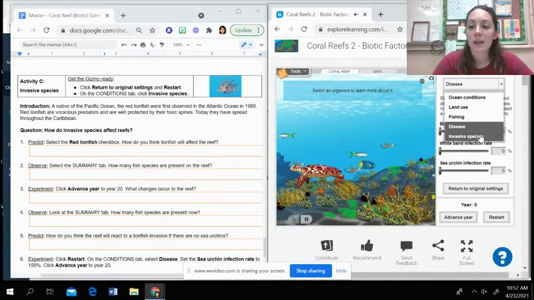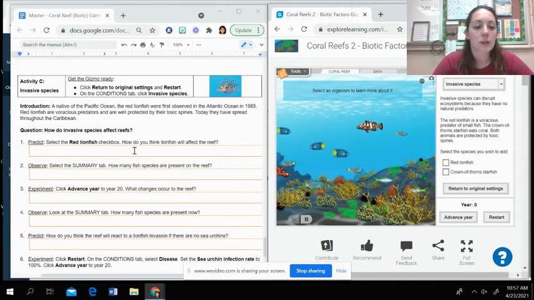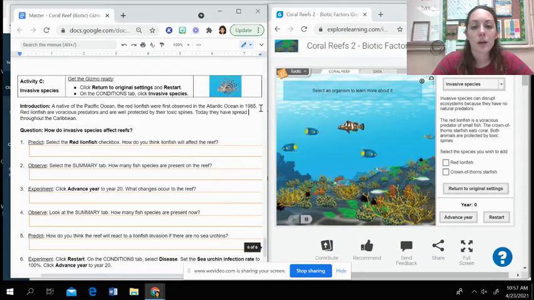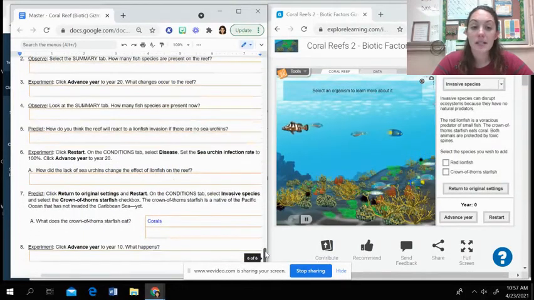So you'll go back to the conditions tab and click on invasive species, and then you're going to look at the two different types, so the red lionfish and then the crown of thorns starfish. So you'll work through those questions and summarize what you see happening when those invasive species come in.